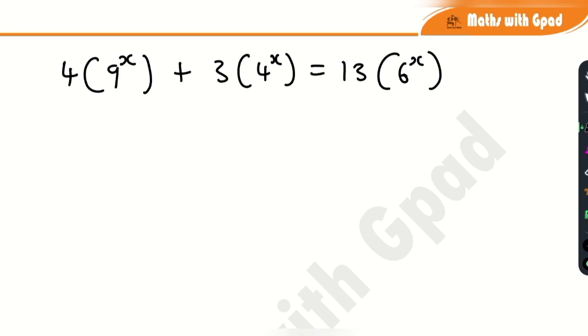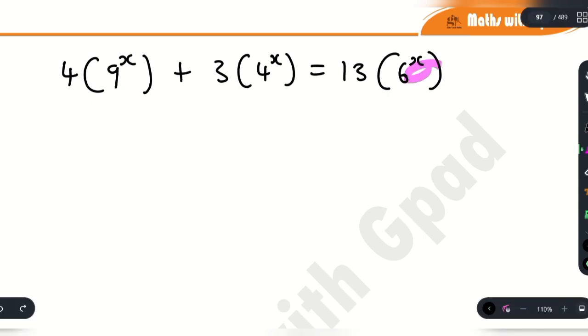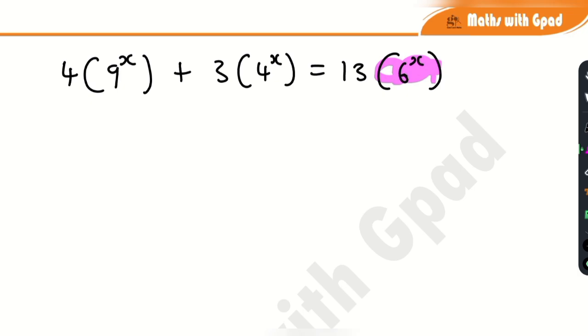Let me divide through by 6 raised to the power of x. Now the reason for that is because I want to get rid of 6 raised to x from here, so I will just have 13 on the right hand side. Are you ready for this? Let's do that. So divide through by 6 raised to the power of x. So I'm going to have this.